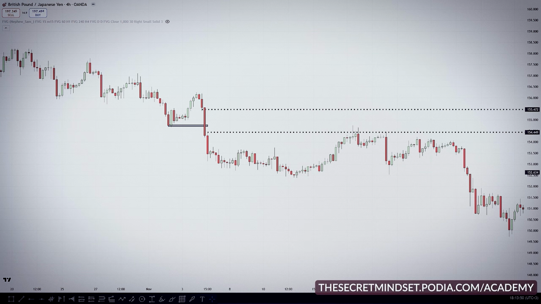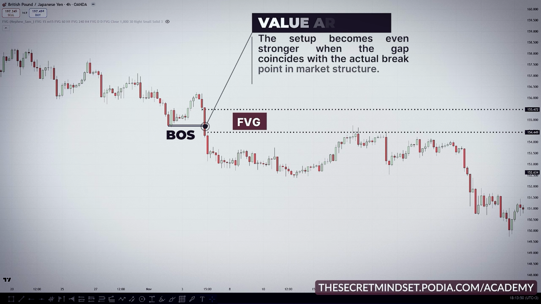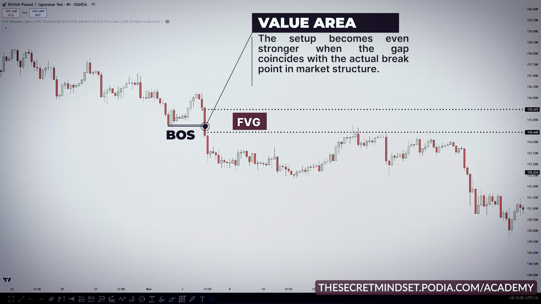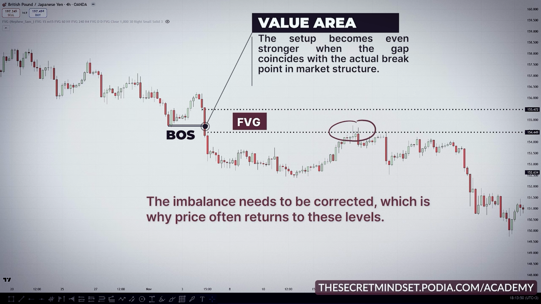The setup becomes even stronger when the gap coincides with the actual breakpoint in market structure. This creates a double reference point that market makers use to balance their books. The liquidity void that comes with the fair value gap adds another layer of confirmation. It shows that one side of the market was completely overwhelmed during the move. This imbalance needs to be corrected, which is why price often returns to these levels.